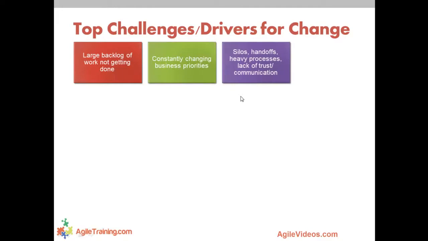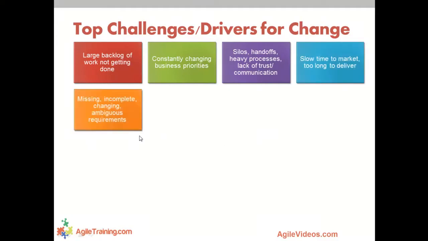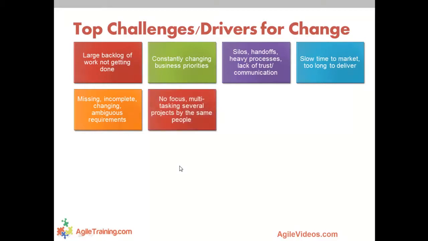Constantly changing business priorities, silos, handoffs, and heavy processes, lack of trust and communication between departments, slow time to market, so it takes forever to get anything delivered, missing, incomplete, changing, and ambiguous requirements. So that sort of covers all of the stuff with requirements, right? It's either not there, it's incomplete, or it's changing. There's no focus, and I would say this is one of the biggest ones from all the organizations that we have been consulting with. The lack of focus, the multitasking, everything's being done at the same time has been the biggest source of inefficiency and waste.